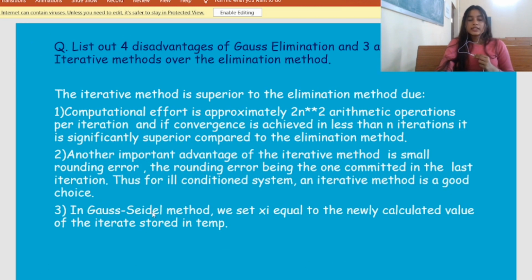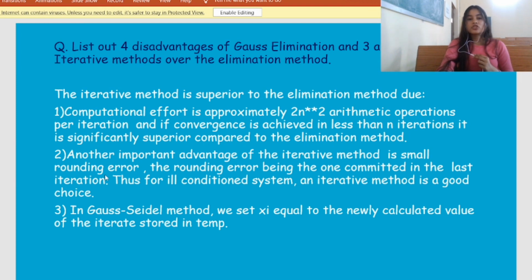The next question is, list out 4 advantages of Gauss elimination and 3 advantages of iterative methods over the elimination method. So, the iterative method is superior to elimination method due to these 3 advantages. First advantage is computational effort is approximately 2n to the power 2, that is 2n square arithmetic operations per iteration. And if convergence is achieved in less than n iterations, it is significantly superior compared to the elimination method.